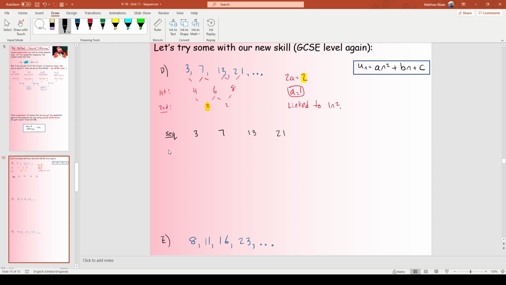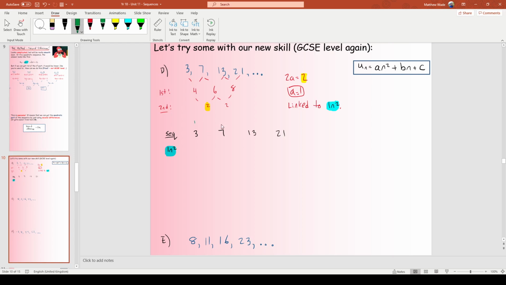The next thing you do is you write down your linked sequence underneath it, okay? So remember how we said it was linked to 1n squared because we figured out that a was 1. So we're going to write that sequence underneath it. So are you ready? Here's what I mean by that. Remember how here, I'm even going to write extra steps, so you don't have to.